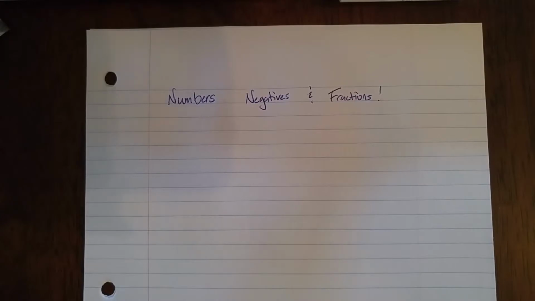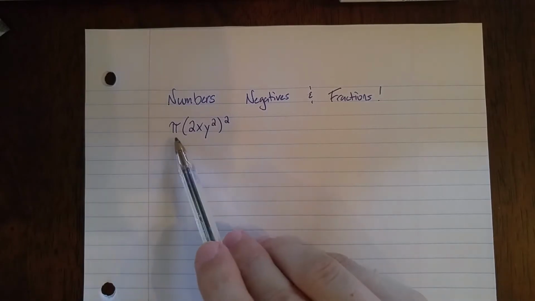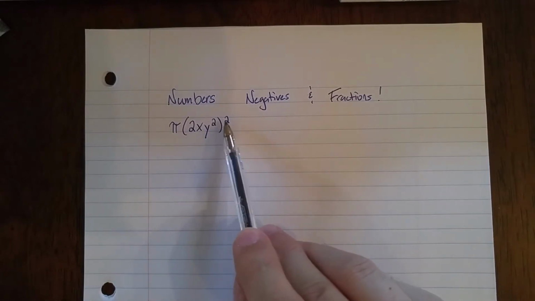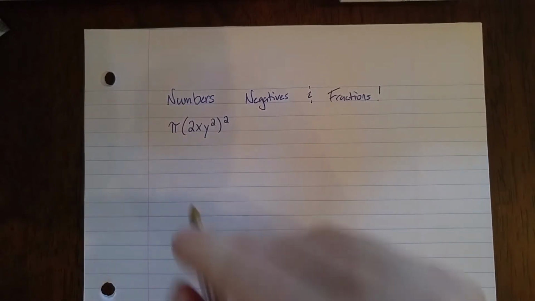All right, so for today's lesson, we're going to talk about numbers, negatives, and fractions. The easiest way for me to explain this to you is with an example. So here we go. Suppose we had pi times 2xy squared, all that squared. This is how we would do it.